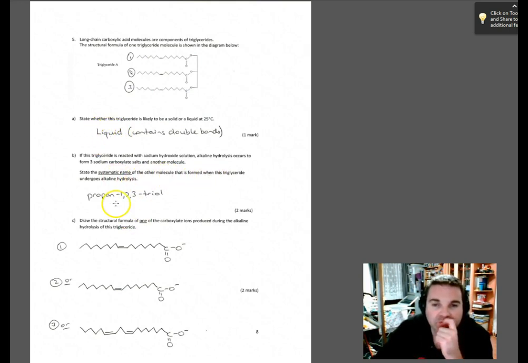The systematic name of the molecule it comes from is propan-1,2,3-triol. I've talked about this. And draw the structural formula of one of the carboxylate ions produced during the alkaline hydrolysis. Well, I've just numbered each of the chains 1, 2, 3, and you can see each of the 3 different organic molecules we get here. I think these two are actually the same, so the same fatty acid. But all you do is you just copy out the chain and you just leave your carboxylate ion like that.